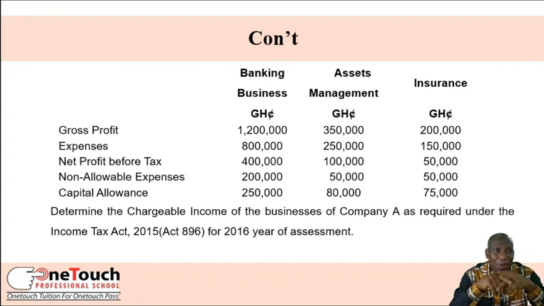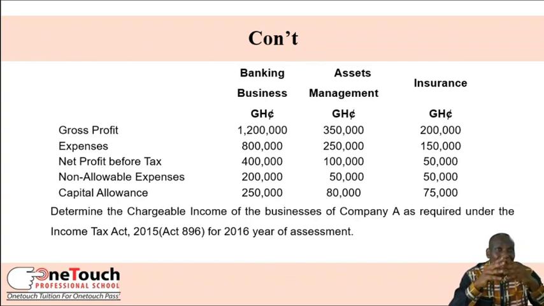And then we have the capital allowance, which is an allowable expense for every business that employs depreciable assets in running its business. Now, the requirement is that you have to determine the chargeable income of the business of Company A as required under what? The Income Tax Act of 2015 at 896 for the 2016 year of assessment. So this particular illustration is a Company A that is engaged in a banking business, but in addition has an asset management business and an insurance business as well.